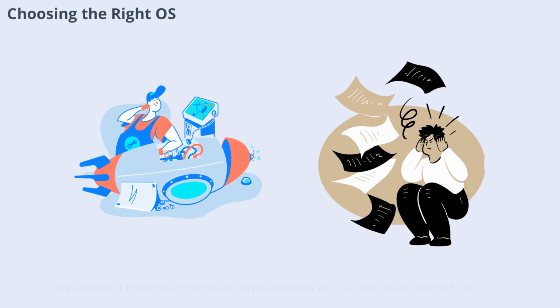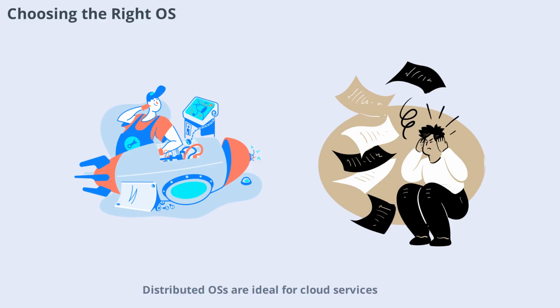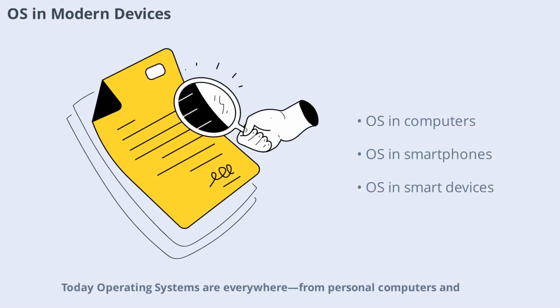For example, a business processing large amounts of data might use a batch OS, while a university lab could benefit from a time-sharing OS. Distributed OSs are ideal for cloud services, and real-time OSs are essential for life-saving equipment. Today, operating systems are everywhere, from personal computers and smartphones to smart TVs and even cars. Each device uses an OS tailored to its specific needs, ensuring smooth operation and a user-friendly experience. The diversity of OS types allows technology to adapt to countless scenarios.